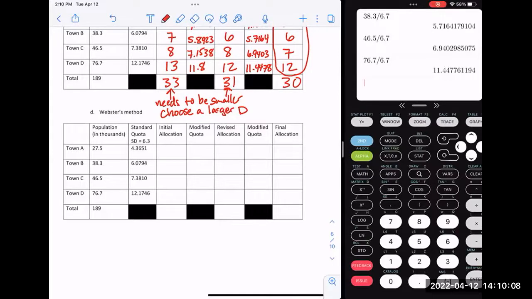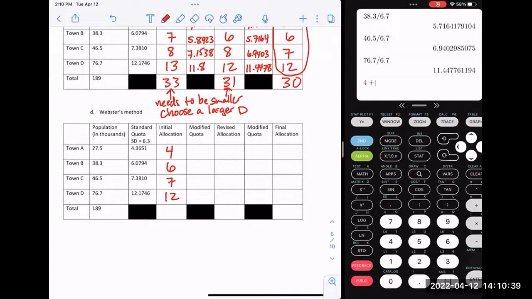So on this first one, 4.3651, since it's a 3 behind the decimal, this will go down to 4. 6.0794, since that's a 0, we'll round down to 6. This next one, 7.3, would round down to 7. 12.1 would round down to 12. So these all happen to round down, but that will not always be that way. The reason these rounded down is because the digit after the decimal was 4 or lower.